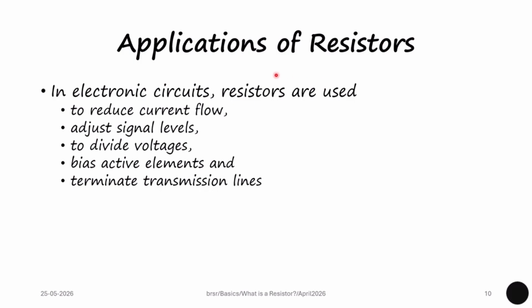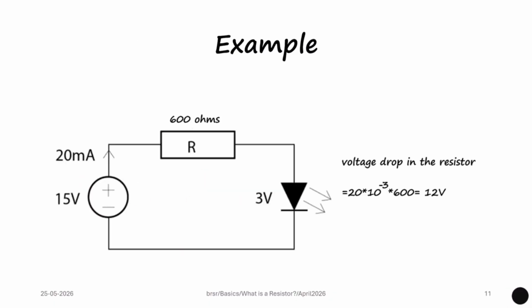Resistors find applications in most of the electronic circuits as well as electrical circuits. They are mainly used to reduce the current flow, to adjust the signal levels if they have a variable value, to divide the voltages, to bias active elements, and to terminate transmission lines.